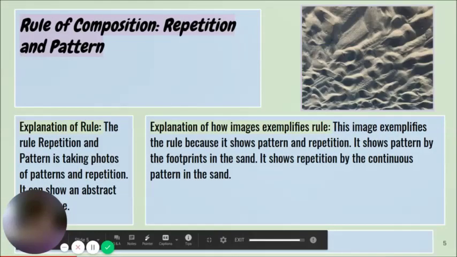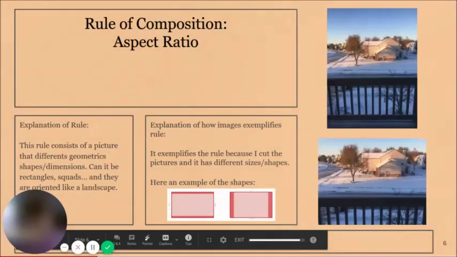Repetition and pattern. The rule of repetition and pattern is taking photos of repetition and pattern. It can show an abstract look. This image exemplifies the rule because it shows repetition and pattern. It shows pattern by the footprints in the sand, and it shows repetition by the continuous pattern in the sand.